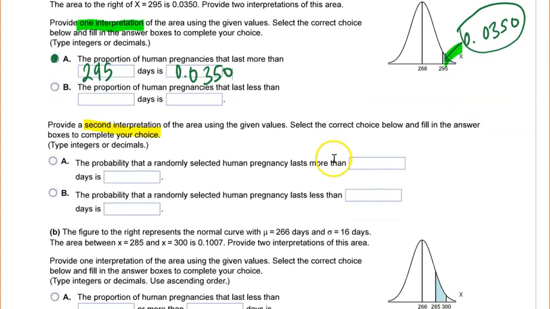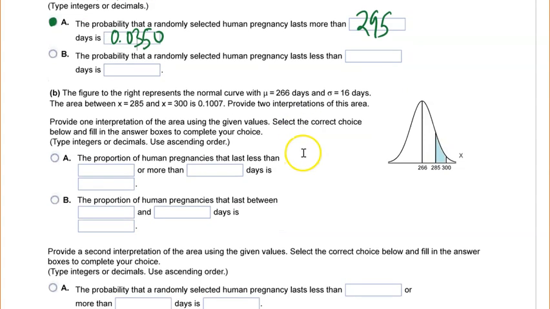Second interpretation, same thing. You just change the proportion to a probability. You read it as a probability. Therefore, choose the first one here because it says "lasts more than," because greater than 295 is more than, not less than. The probability that a randomly selected human pregnancy lasts more than 295 days is 0.0350. Okay, makes sense?